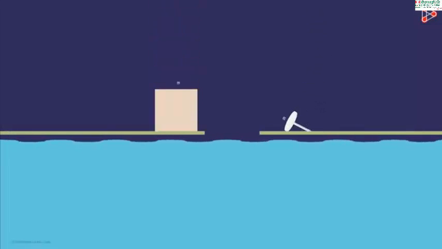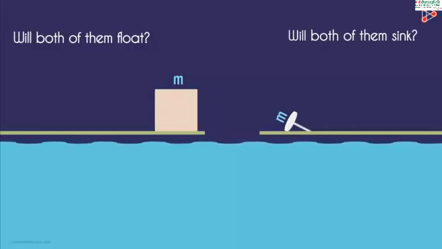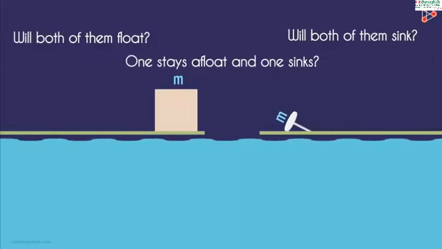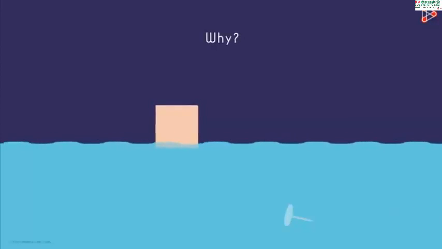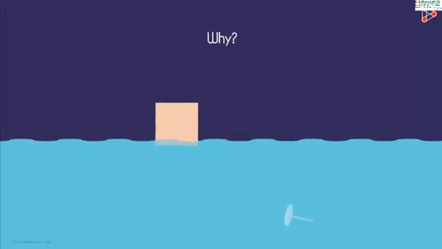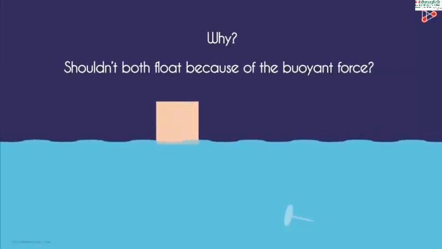If we drop a piece of balsa wood and a metal pin of the same mass into the water, what will happen? Will both of them float, or will both of them sink? Or one stays afloat and one sinks? Just by intuition, we can say that the wooden block will float and the metal pin will sink. But if they're of the same mass, why does that happen? Shouldn't both float because of the buoyant force?